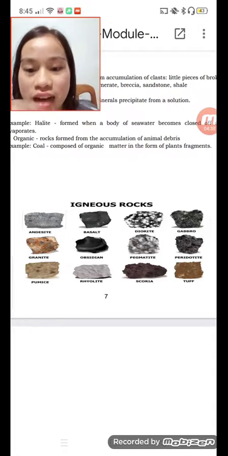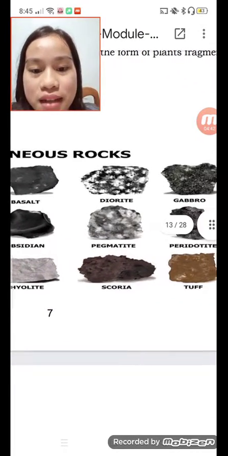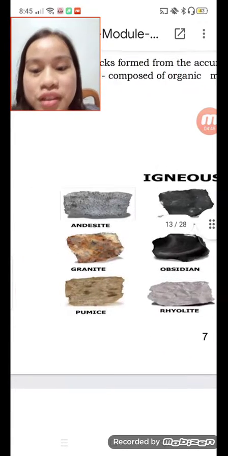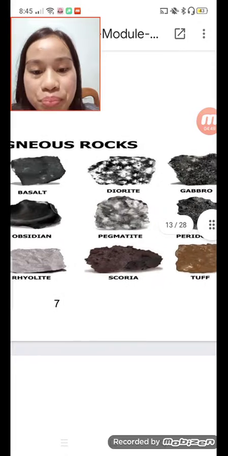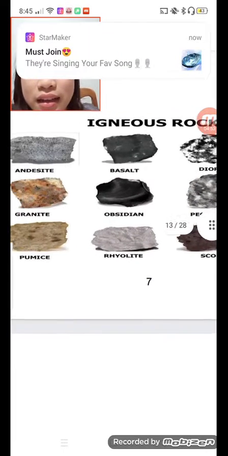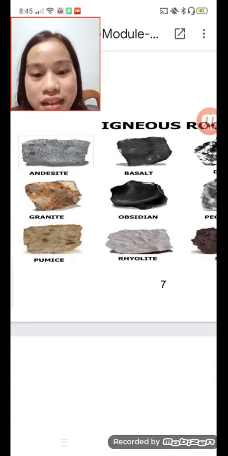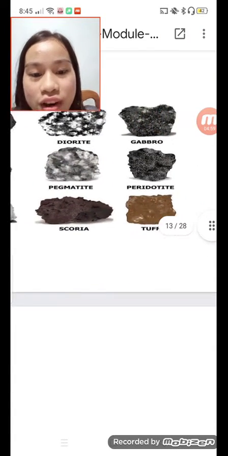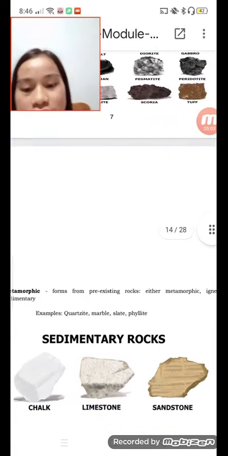Examples of igneous rock are andesite, basalt, diorite, gabbro, granite, obsidian, pegmatite, peridotite, pumice, rhyolite, scoria, and tuff. That's the igneous.